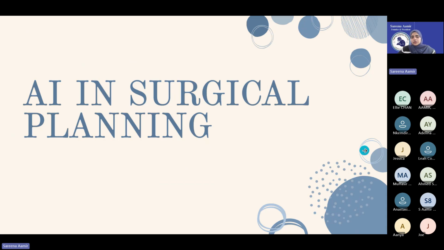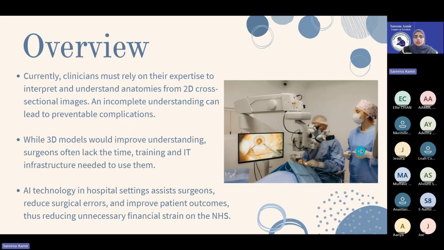Now we'll move on to see how AI is used for surgical planning. So obviously now clinicians must rely on their own expertise and what they learned in medical school and their residency to interpret and understand anatomies from 2D cross-sectional images, like the MRI scans, to see, oh yeah, that's where the tumor is. We need to get it out from there. And so this could sometimes lead to incomplete understanding, and this can lead to preventable complications. So obviously human error, essentially.